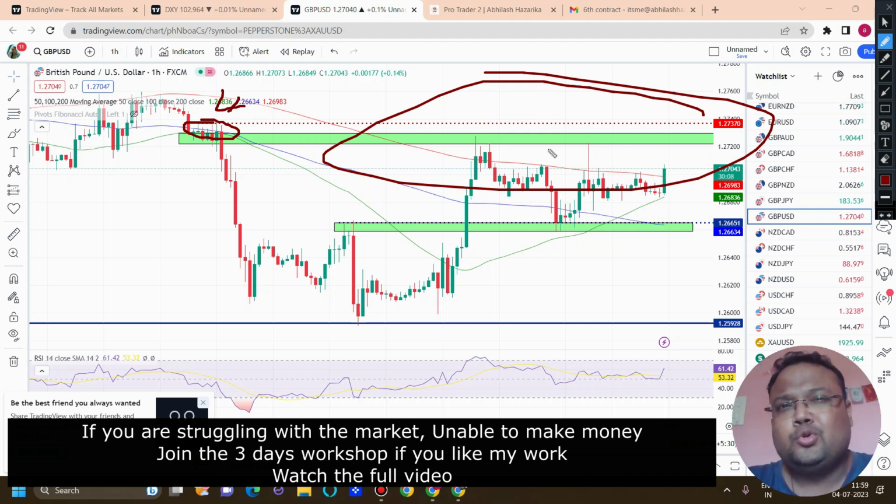So 1.0220, 1.0240 is a big resistance zone. If market reverses, we can look for a sell. Just like EURUSD, GBPUSD is also stuck in the middle. Try to avoid trading in the middle of the chart.